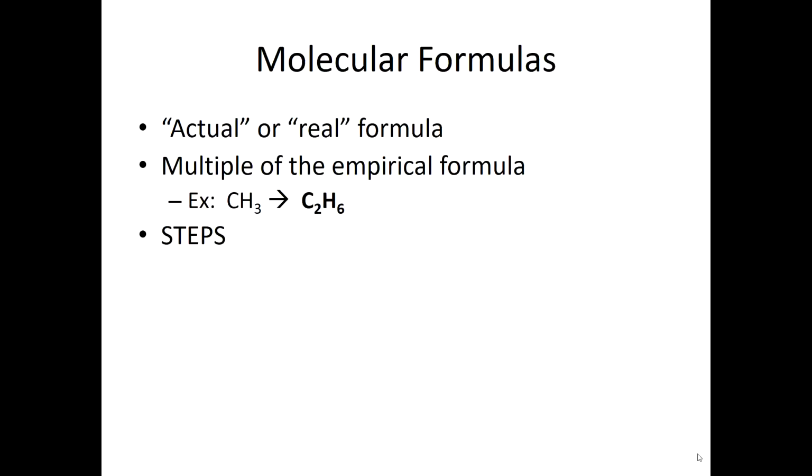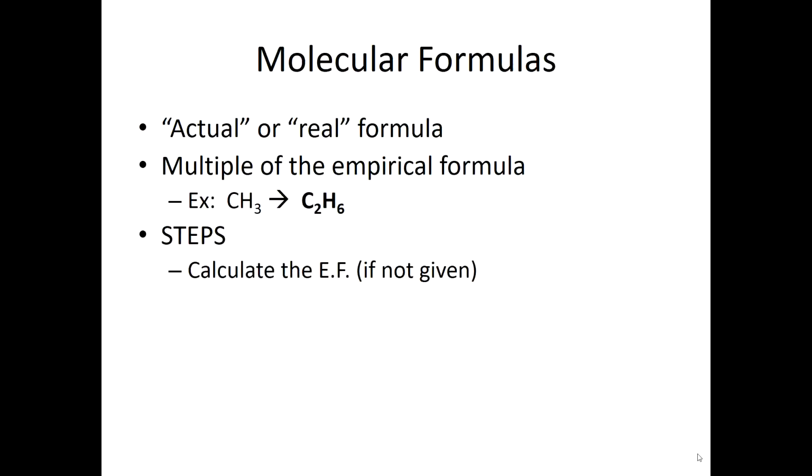So then what you can do is find the molar mass of the empirical formula that you just calculated. And when you divide those two numbers, the molar mass of the molecular formula divided by the molar mass of the empirical formula, you will get a multiple. And that's what you'll use to multiply by the subscripts and get your molecular formula.